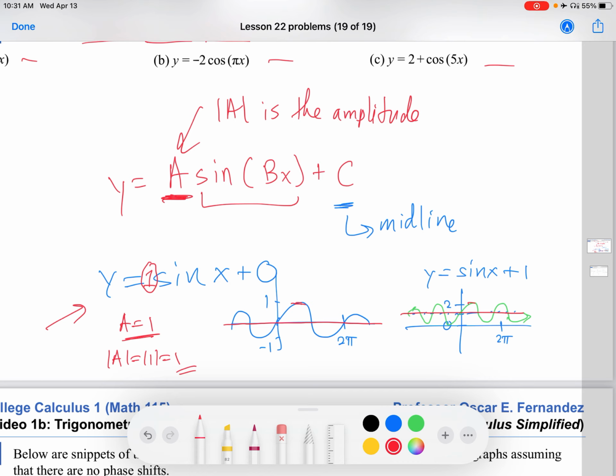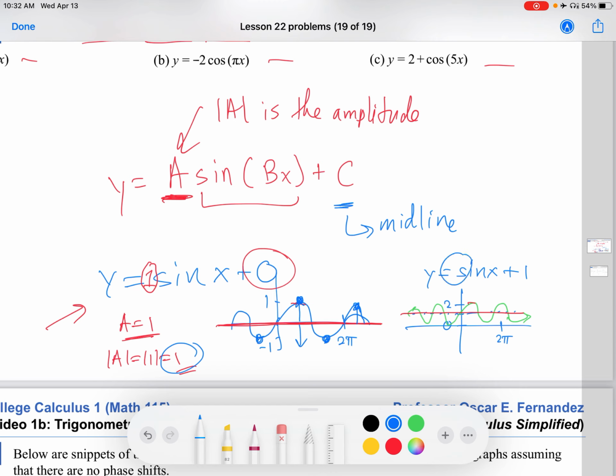And what does that mean? Well, like I said earlier, you start at the midline, y equals 0. Remember we said y equals 0 is the midline here. And then because the amplitude is 1, you go 1 above the midline, and that is the highest that the graph will ever reach. Okay? And then you go 1 below the midline, and that is the lowest that the graph will ever reach.